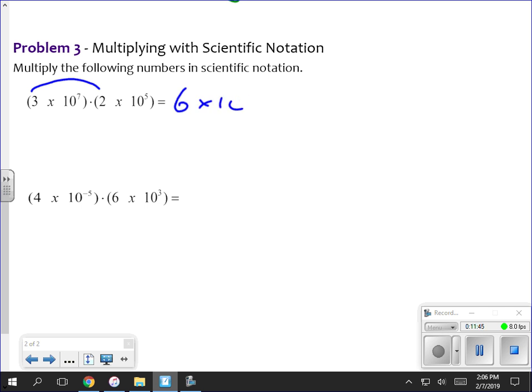Times 10 to the, now I multiply the powers, 10 to the what? So I have 10 to the 7th times 10 to the 5th. What do I do to the exponents? Add them. 7 plus 5 is 12. 6 times 10 to the 12th. See? Easy.